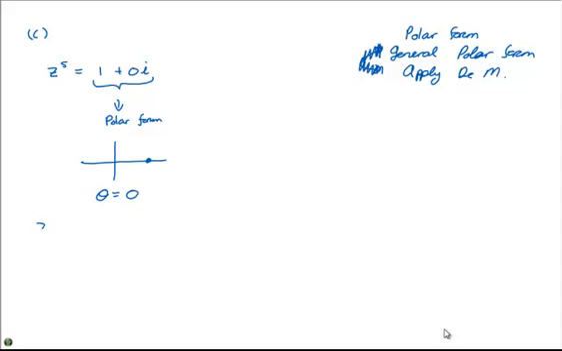So Z to the 5 will equal, and of course the modulus will be 1. Square root of 1 squared plus 0 squared equals 1. So it will be 1 cos 0 plus i sine 0. And there's the polar form. The next thing you need to do is get the general polar form. Don't touch the Z to the 5 for the moment.